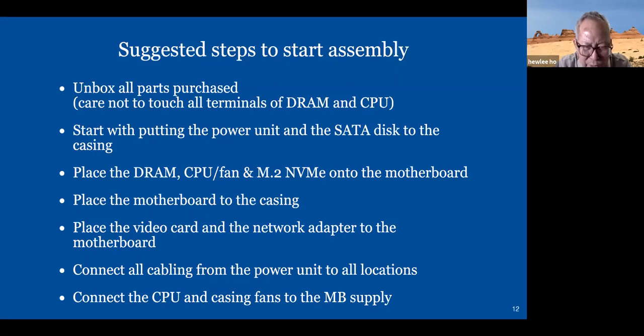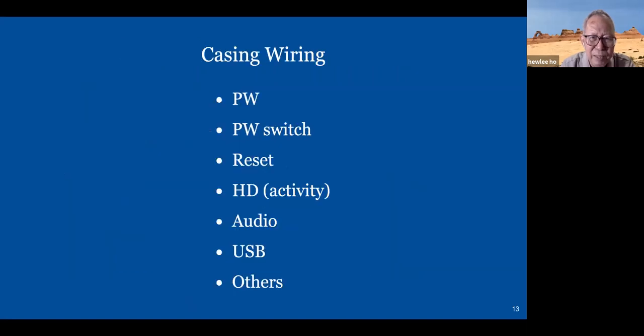Connect the CPU and casing fan to the motherboard. The CPU has a fan on top of it, and that fan needs a supply. So you have to know where the CPU fan supply is. It's quite easy to identify if you have done one before. Now, these are the casing wires. Some of them have more, but these are the basic ones.